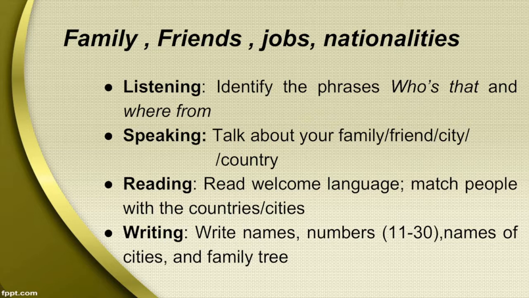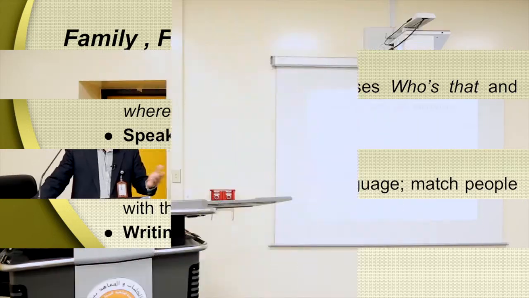In writing, we'll write names, numbers, names of the cities, and something about the family tree, the relations, parents, grandparents, cousins, grandchildren. Let's start with the learning objectives in vocab and grammar.